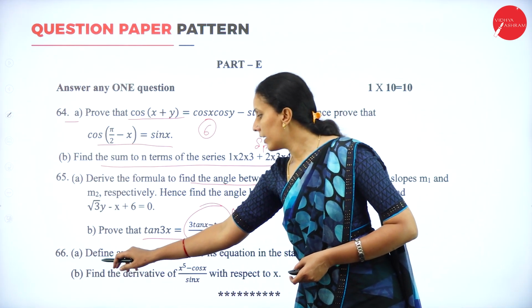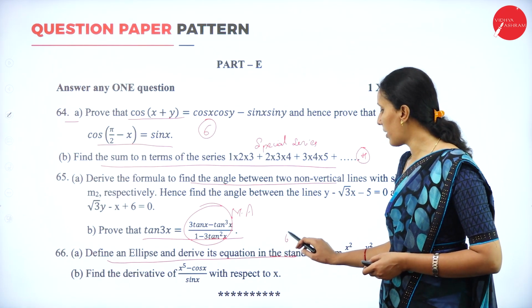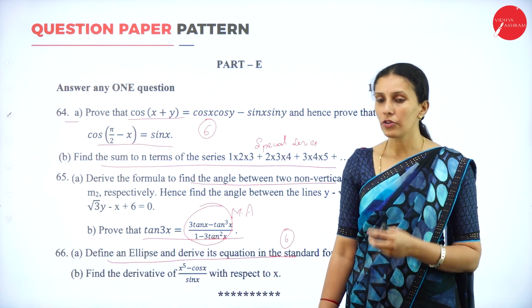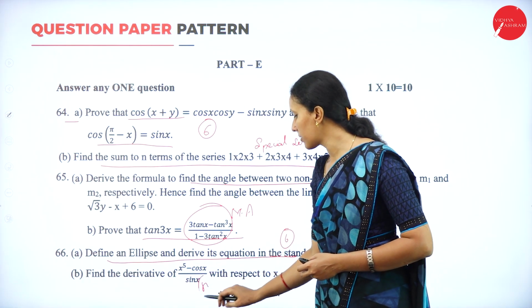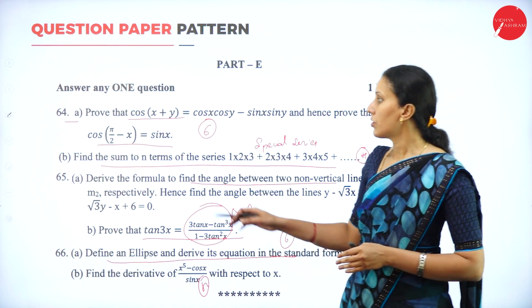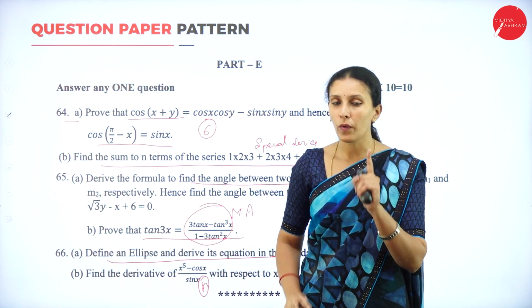Next, you have a derivation of an ellipse and its definition for 6 marks, along with a derivative using product or quotient rule for 4 marks. So these are the questions you may expect for 6 marks question. From 64, 65, 66, you can attend 1 question completely.